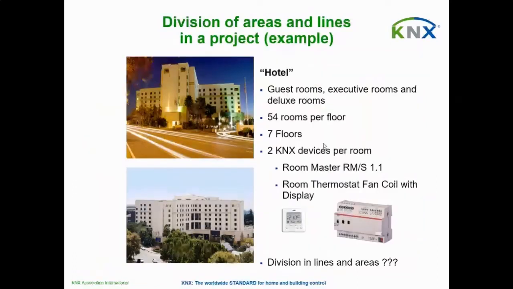Here's another example of a project. We have guest rooms, executive rooms, deluxe rooms, 54 rooms per floor, 7 floors, 2 KNX devices per room. In this case, we've used the ABB Room Master. Now, the ABB Room Master is a handy device. It's a multifunction device for a room. We have switching, relays, fan coils, all sorts of devices built into the one module. And we've just stuck one room temperature controller display into the room with this device.